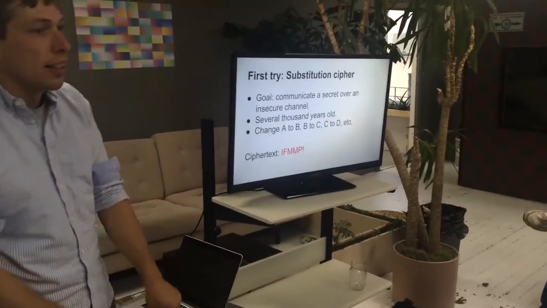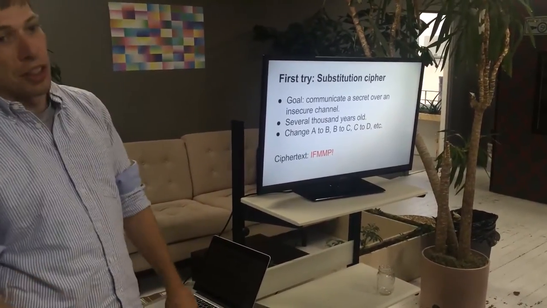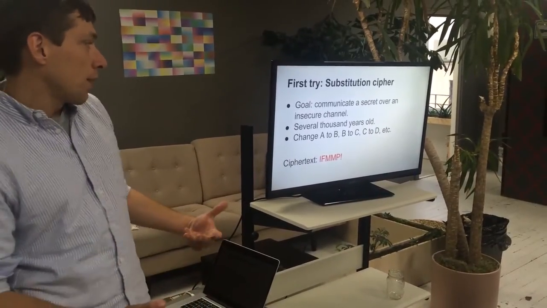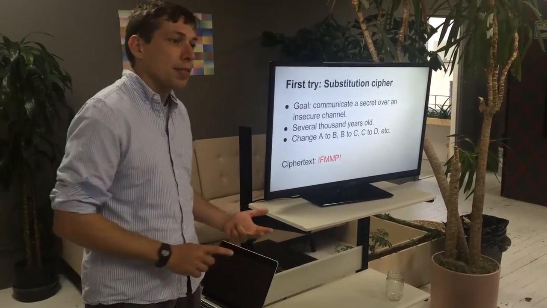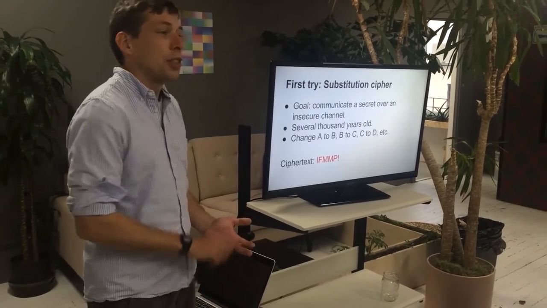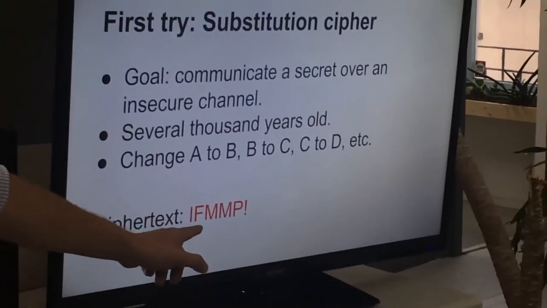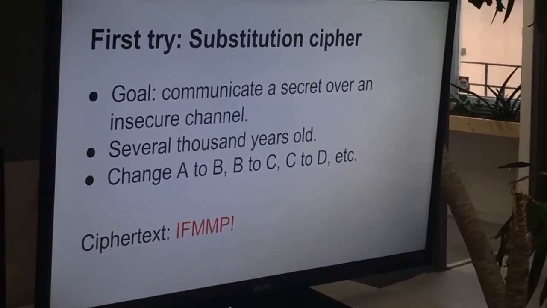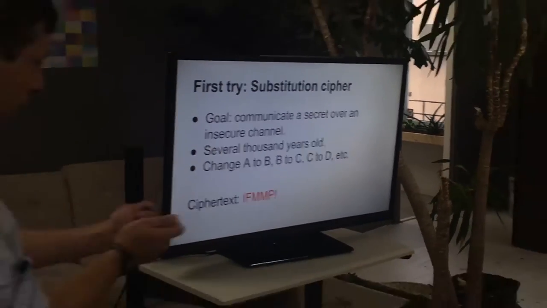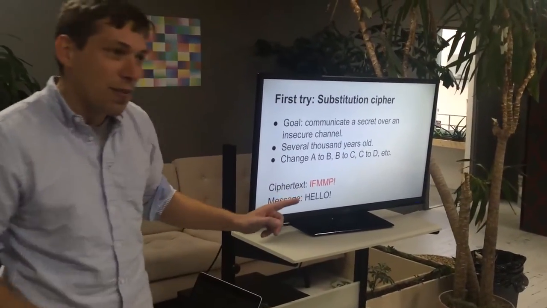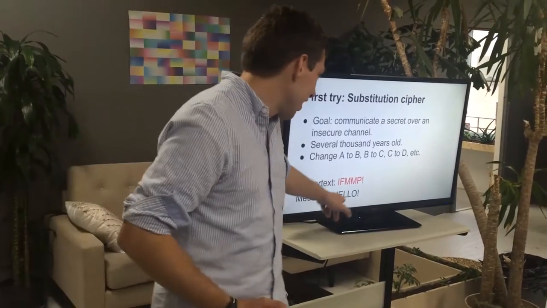Okay, so our first try, and this is thousands of years old, is a substitution cipher. We take a secret onto an insecure channel, and here's how we do it. We change the letter A to B, the letter B to C, and so on, and we change the letter Z to A, so it loops back. This works, right? Here's my ciphertext: IFMMP. I can broadcast it, and anyone seeing that is like, what the heck does that mean? It means hello. I took H, the next one is I, E to F, and L, L to M, M. So it's the word hello with this cipher.